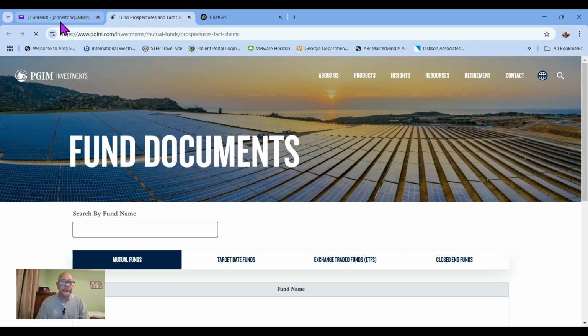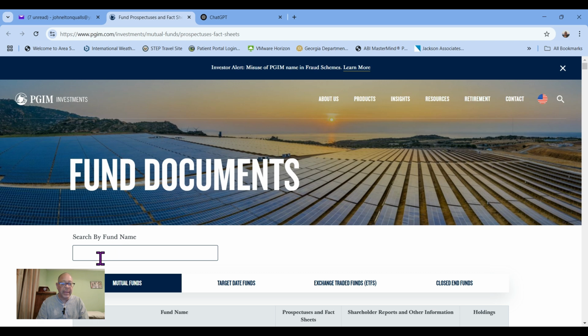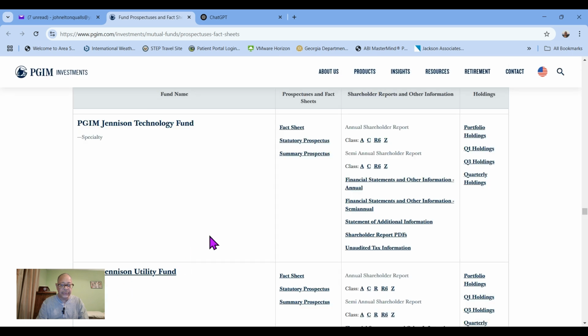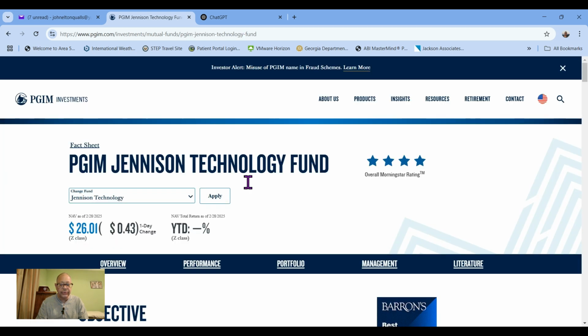So what we're going to do is we're going to open this up. It's a PGIM Investments, and we're going to look at this technology fund. So I'm going to copy this and then I'm going to bring it up here. Now, this is the prospectus from the mutual fund. And then here it is. It brings that up. So I'm searching on it. They have many, many. So here we come and it brings up this fact sheet. So I'm just going to double click it and we're going to take a look at the prospectus. So here it comes up.